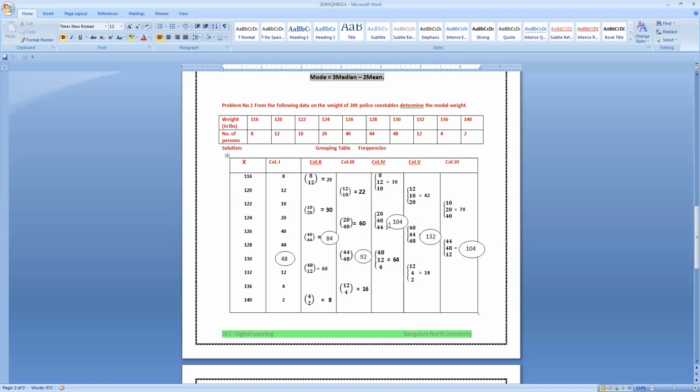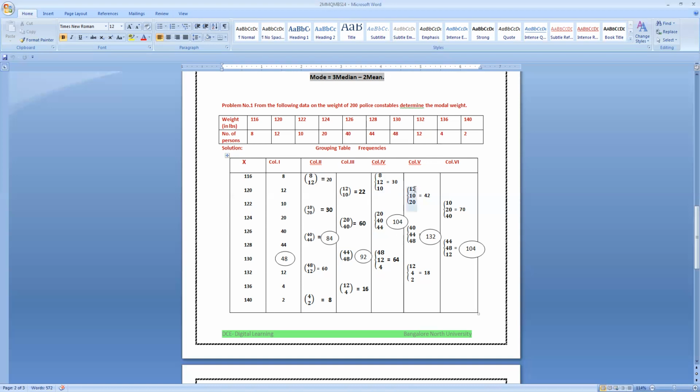Then the fourth column: from the beginning itself we should add three numbers. 8, 12, 10 becomes 30, 20, 40, 44 becomes 104, then 48, 12 and 4 becomes 64. The last number is left out because there are no other numbers to add, so we leave it as it is. After adding, we see the highest number to circle. Here it is 104, so we have encircled it.